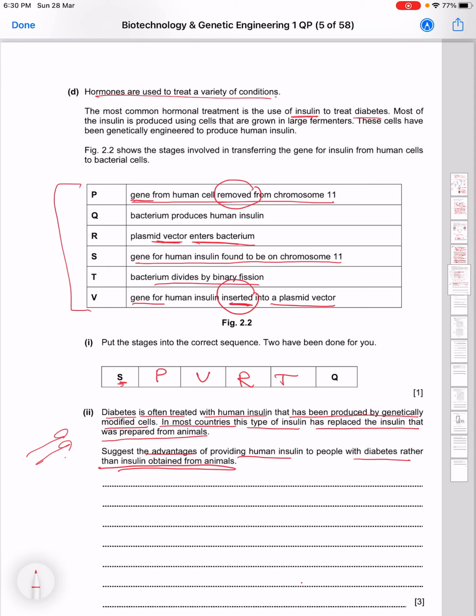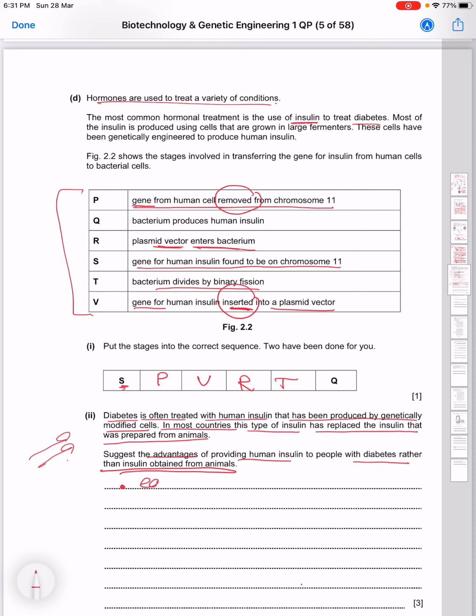Now, first of all, it's easier. Okay? It's easier. Not only easier, it's also quicker. Why? Because of the method that we explained, genetic engineering. The first advantage we said is that it's quicker. Remember, we said binary fission is very quick, very fast. So this is very, very fast.